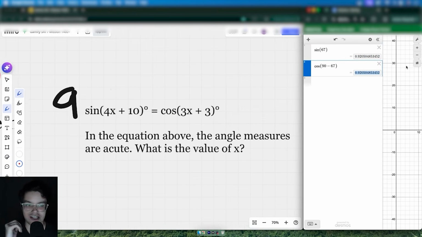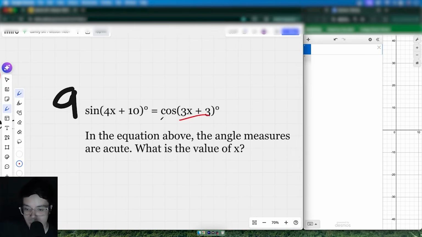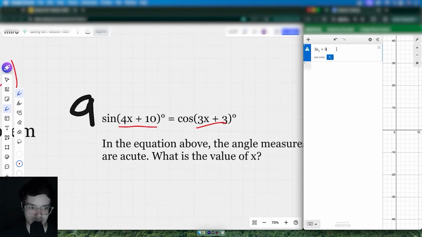For this one here, we have sine of this thing equals cosine of that thing. In the equation, the angle measures are in degrees. What is the value of x? This must equal 90 minus this. Again, according to the rule I just said up here. This is equal to 90 minus (4x plus 10).